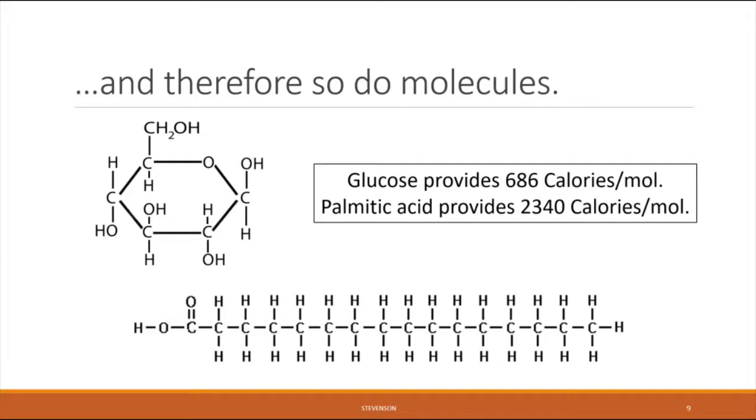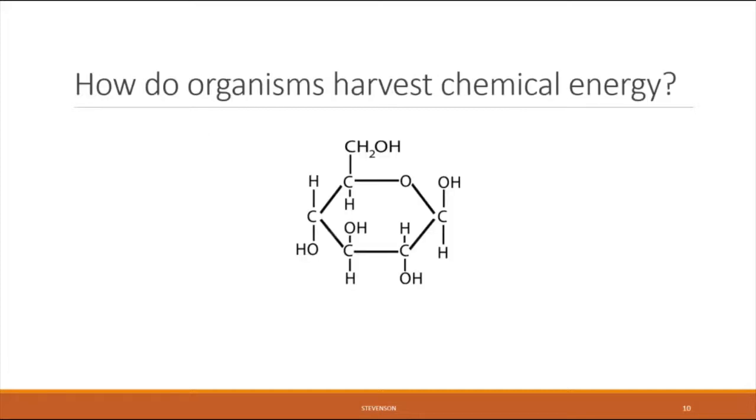So it's a lot more energy dense than the glucose molecule, and this explains why some types of macromolecules are more energy dense than others. Or, in other words, why some of them provide you with more calories per gram than others do. So, how do our bodies and our cells and the cells of all living organisms actually access and harvest the chemical energy found in these molecules?